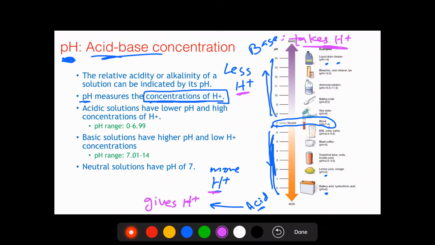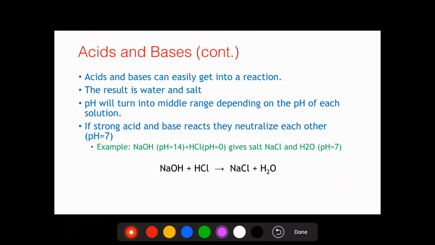Okay, so keep this in mind, that the relationship with the concentration of hydrogen ions is inverted with the pH scale. The lower the pH, the more hydrogen ions. The lower the pH, the more hydrogen ions. The higher the pH, the fewer hydrogen ions. Keep this in mind. Now, if we react acid and base together, that will give us salt and water.